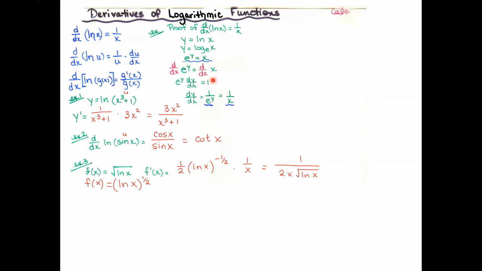So let's get dy dx by itself. To do that, I'll divide both sides by e to the y. And I have 1 over e to the y. And remember right here that e to the y was equal to x? So yeah, the derivative is equal to 1 over x.